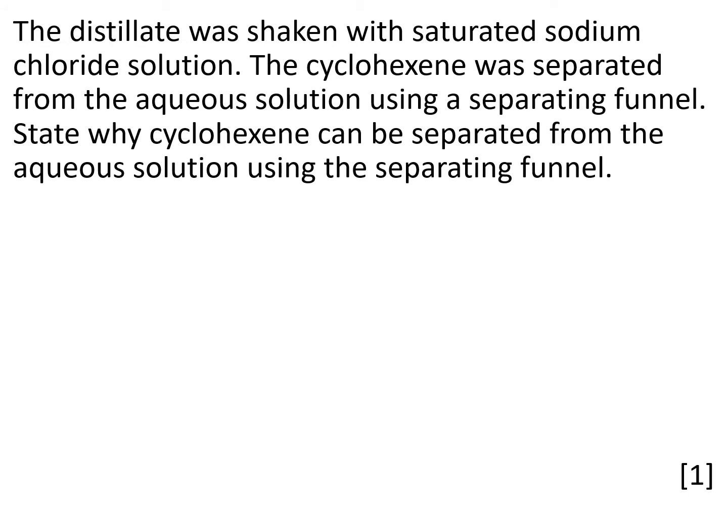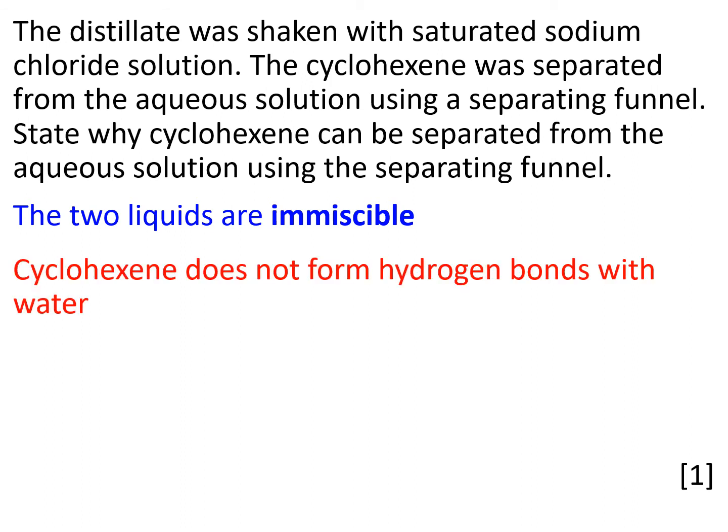A separating funnel is used to separate two what we call immiscible liquids, or two liquids which will not dissolve in each other. This is usually once again linked to hydrogen bonds, and so the cyclohexene that we've produced is going to be in the what we call the organic layer, and the other substances will remain in the aqueous layer. So the reason why they can be separated is that they are immiscible. They do not mix, they do not dissolve in each other. The reason for that, as extra information, is that the cyclohexene will not make hydrogen bonds with water.